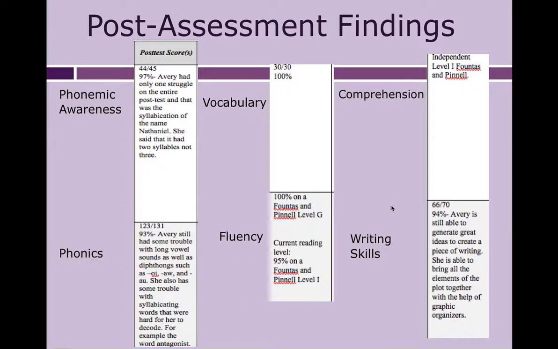These were some of the post-assessment findings. As you can see, her phonemic awareness still was strong, as well as her vocabulary and her comprehension. She rose 2 reading levels and is now at level I, which is beginning of 2nd grade. She is no longer at a 1st grade reading level. Her phonics also grew, as well as fluency in her writing.